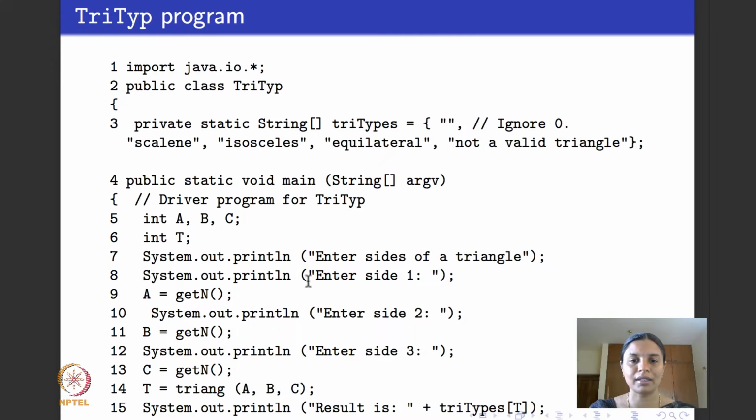The first side is taken as input in A, the second side is taken as input in B, the third side is taken as input in C, and then this main program calls this method called triang with inputs A, B and C as the 3 sides. Triang runs its code. I've given you the code for triang in the next few slides, and it returns a number to be stored in T, and then the system outputs saying the result is T. So T is a number that represents one of these 3 types of a triangle, or T could be a number that says that it's not a valid triangle.